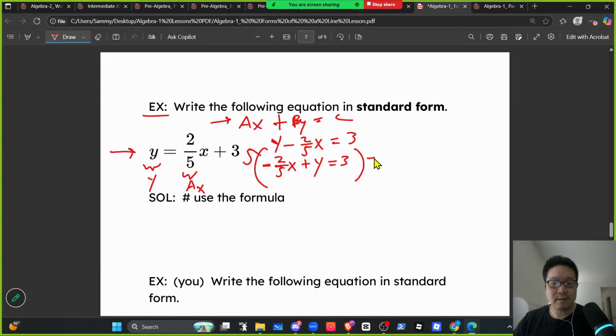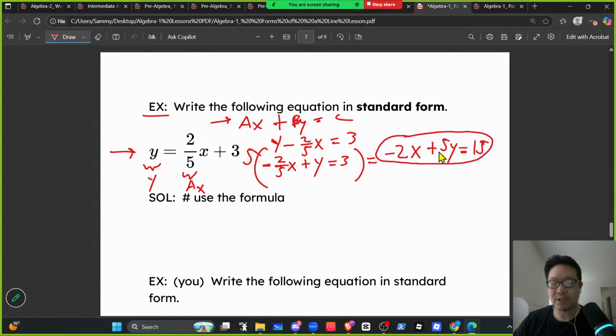And when I multiply both the left side and the right side by 5, I get negative 2x plus 5y equals 15. To me, this is an acceptable answer. Negative 2x plus 5y equals 15 is in standard form, but some people are going to go one step further and get rid of this negative.